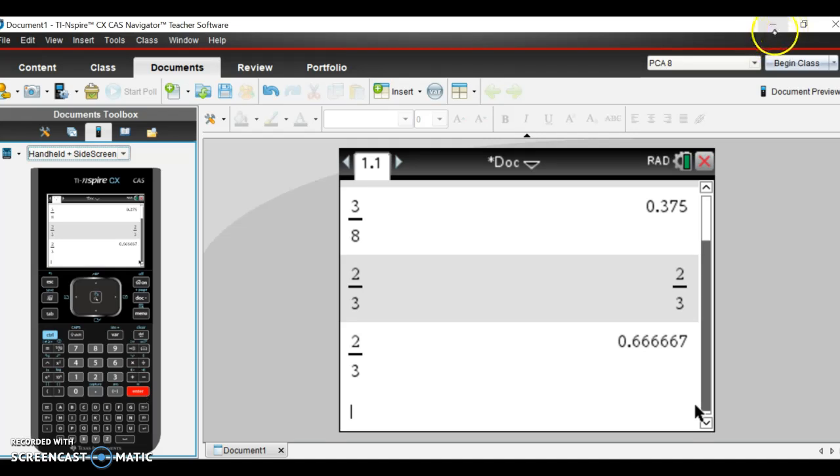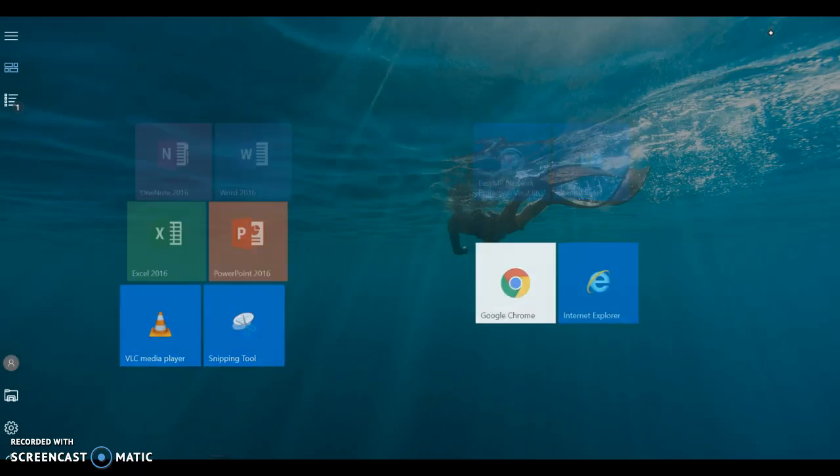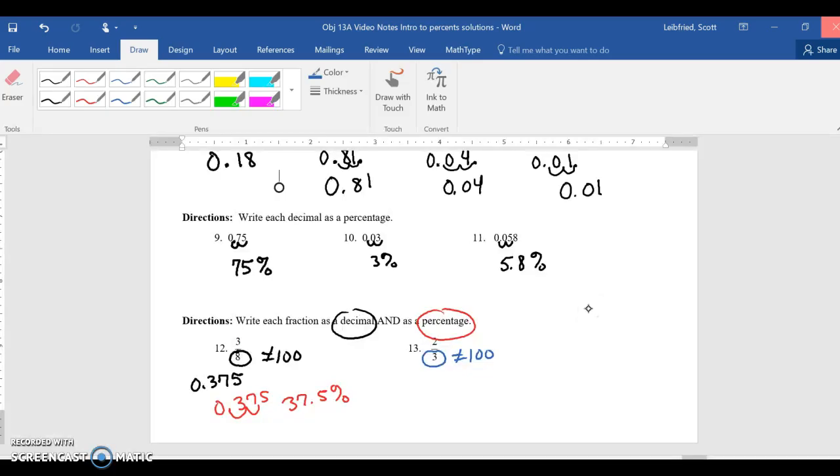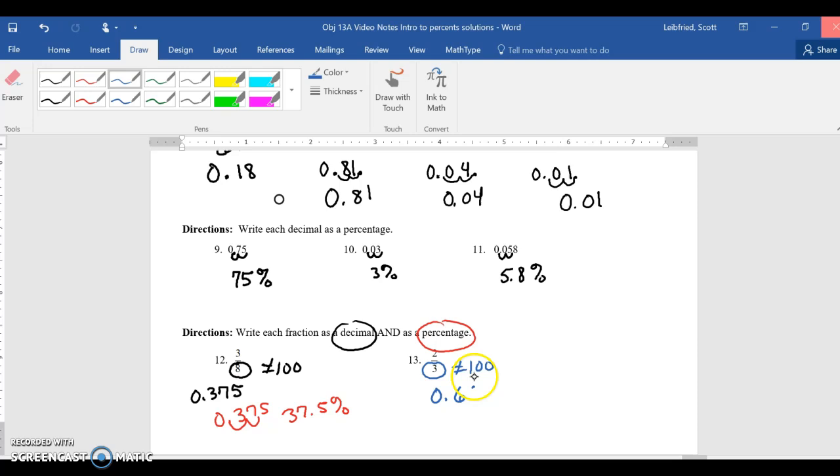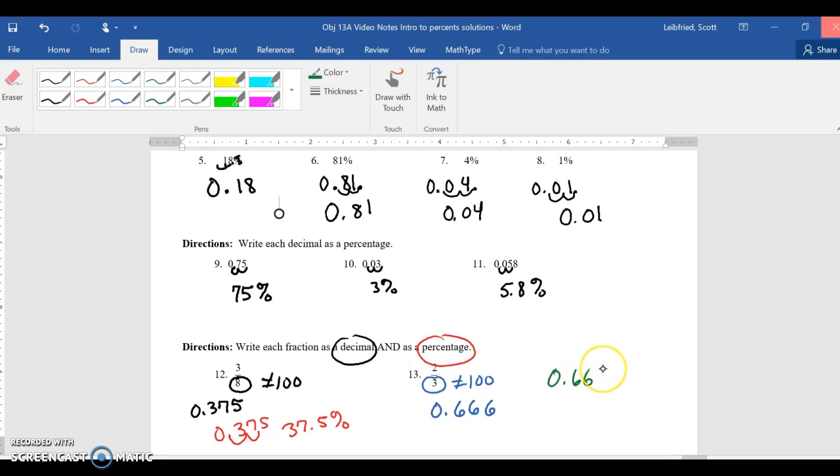So we go back to our notes, and we know that it's 0.666. You don't have to write all the 6s. I would write maybe 2 or 3 of them, and then change that to a percentage. So we're going to take 0.66, and we're going to move the decimal 2 places to the right. So we would say it's 66.6%.